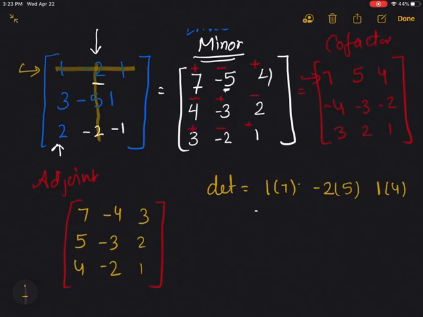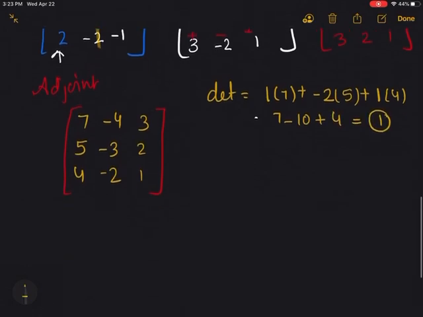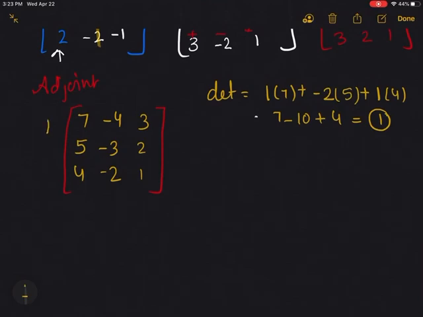So again, I'm just going to add these. So it would be 7, 10, and 4. If I simplify, this is 1. So determinant would be 1. So let's just say 1 over 1 here. Almost there. Now go back to my equations.